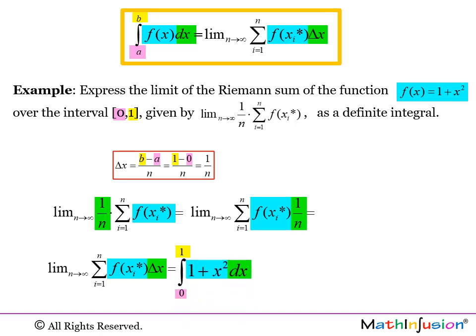And I get the integral of the function, which is 1 plus x to the power of 2, times delta x, which is now going to be dx when n approaches infinity. And because the interval is 0, 1, the limits of the integral are going to be: the lower one is 0 and the upper limit is 1.